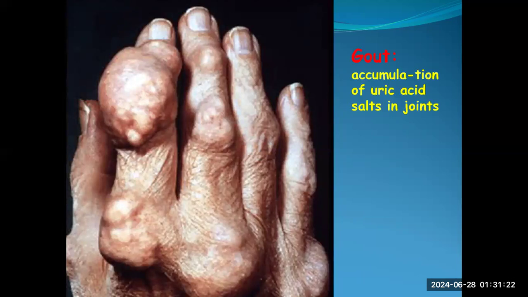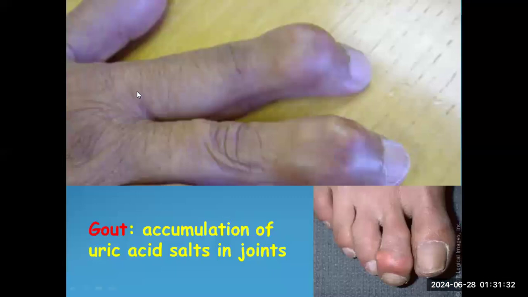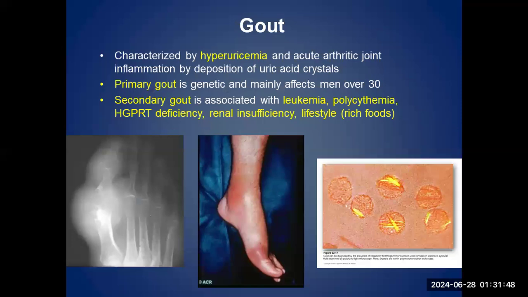Gout is the accumulation of uric acid salts in joints, as you have seen in previous slides and also in this one. Accumulation of uric acid salts in joints, again, another picture. Look right here. Gout is characterized by hyperuricemia and acute arthritic joint inflammation by deposition of uric acid crystals.